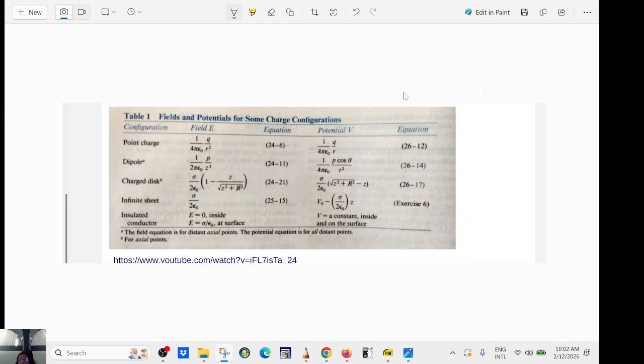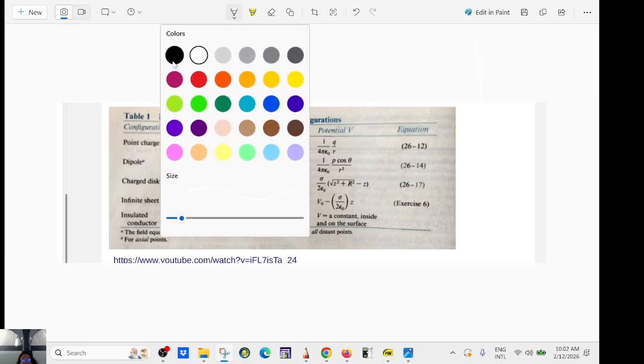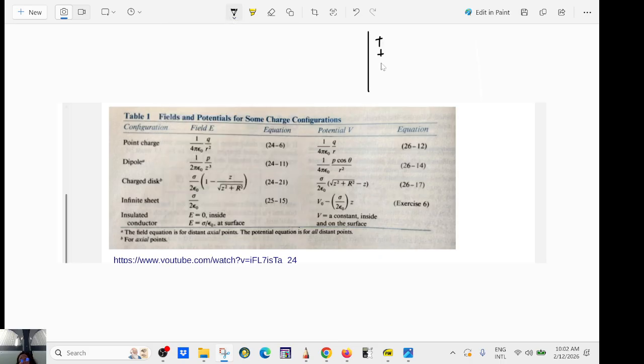So if you have plus, remember that the electric field is sigma over 2 epsilon 0. Okay, it's like a capacitor, for example. Electric field, it's going to be uniform. It does not depend on the distance.